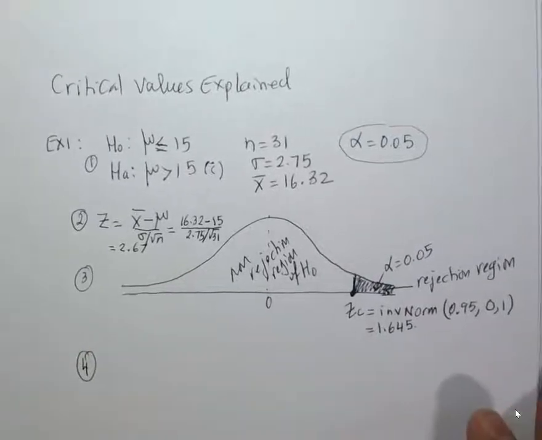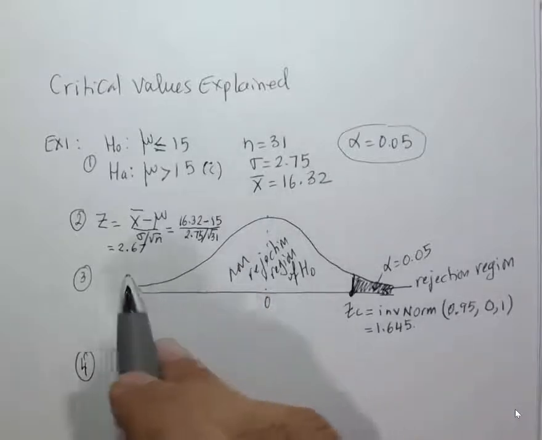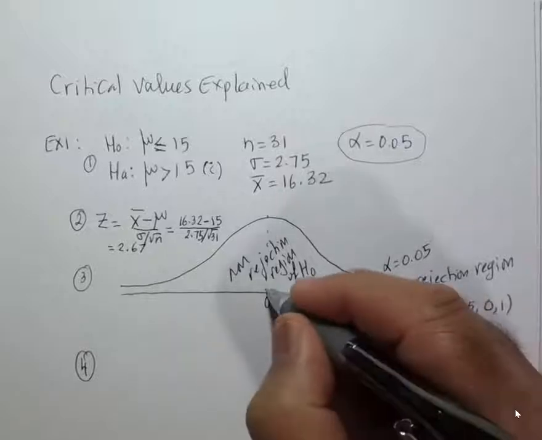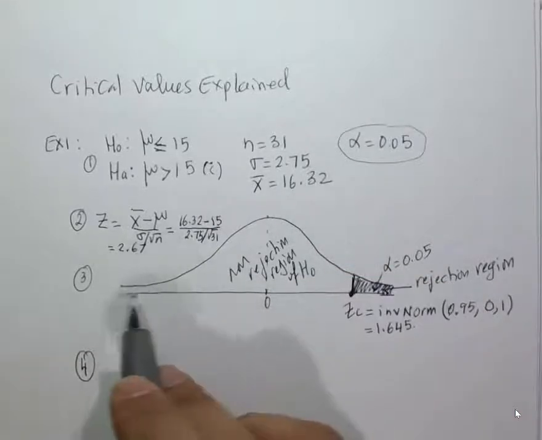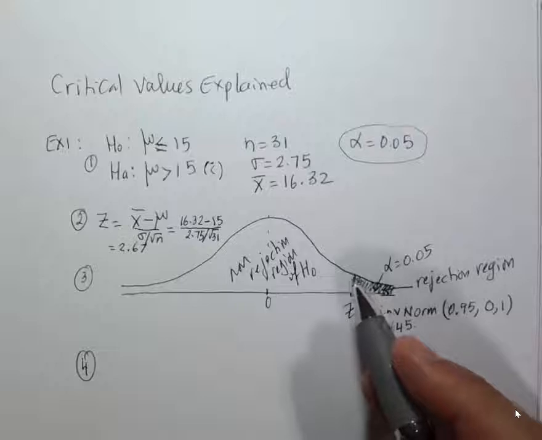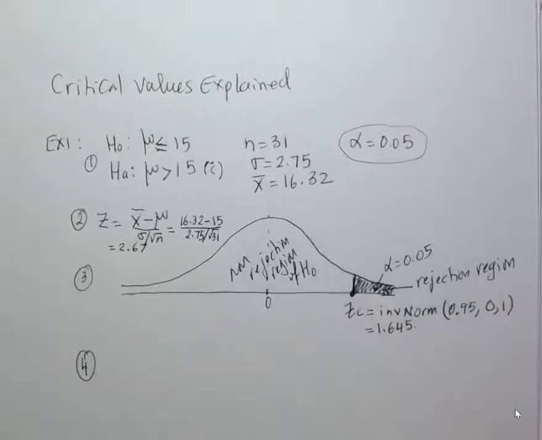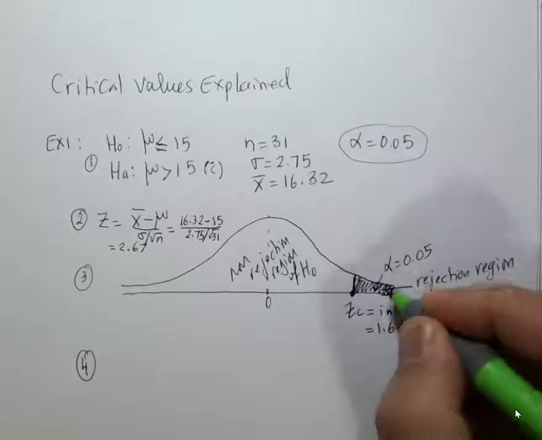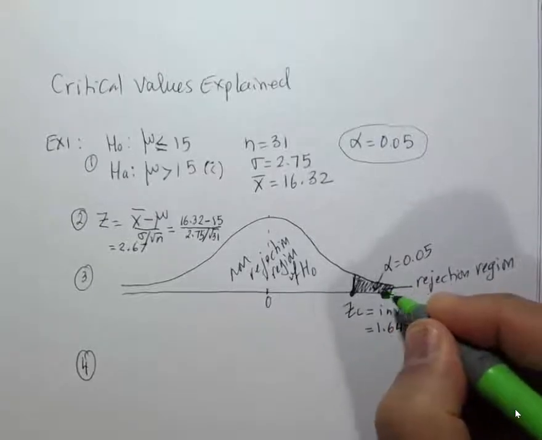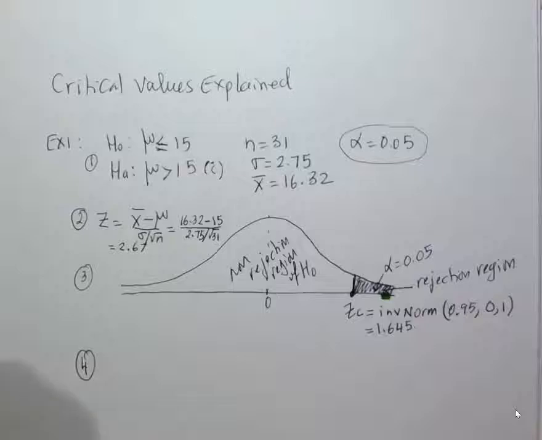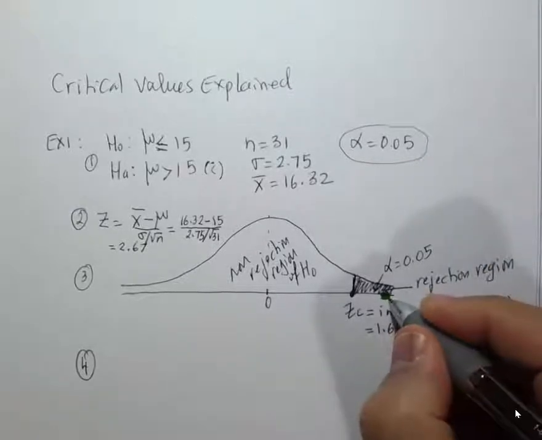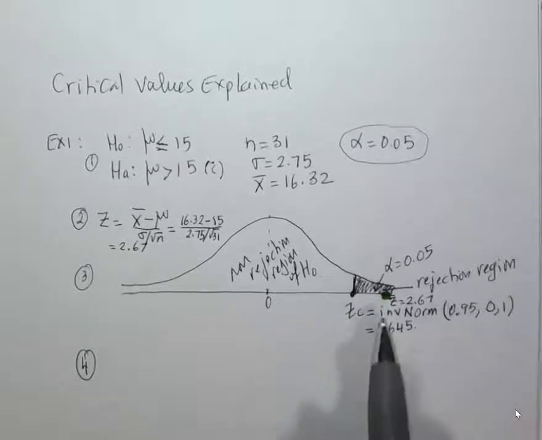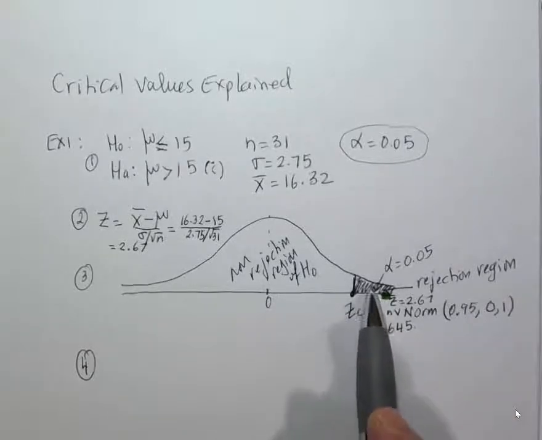Here's how you do it, guys. It's very simple. In step number 2, you found the test statistic to be 2.67. All I want you to do is place 2.67 on this number line. If you try to place 2.67 on this number line, you know that it's going to be bigger than 1.645, so it will be somewhere here, if you agree with me. So 2.67. And you also notice that it turned out to be in the rejection region, in the shaded region.